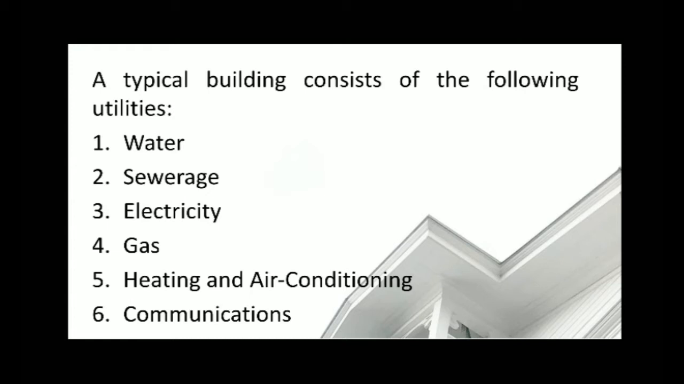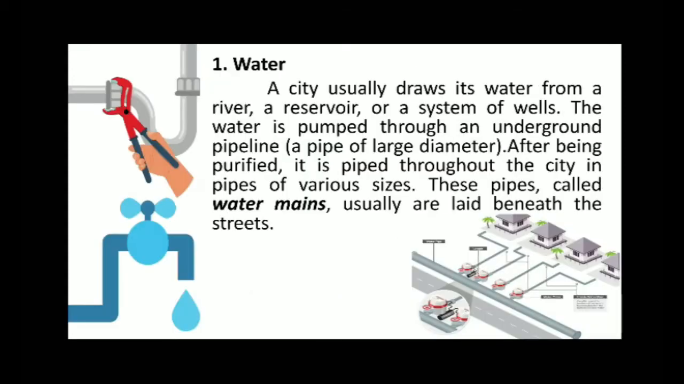Sa isang typical na building, ang mga pangunahing utilities na kadalasang matatagpuan ay water, sewage, electricity, gas, heating and air conditioning, at communications. Water. Karaniwang kumukuha ng supply ng tubig ang isang lugar sa mga reservoirs tulad ng dam na kung saan ang tubig ay dumadaan sa underground pipelines. Pagkatapos ng mga proseso ng pag-purify upang maging safe for consumption, the water will then be distributed sa pamamagitan ng iba't ibang pipes sa mga kabahayan at establishment sa lugar na yon upang maging available sa mga residente nito.